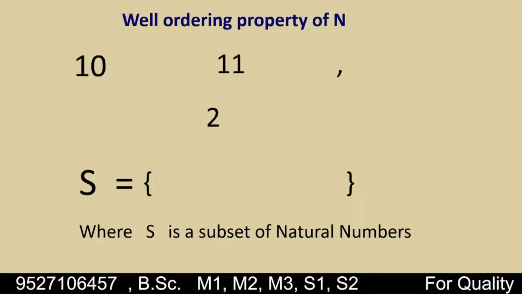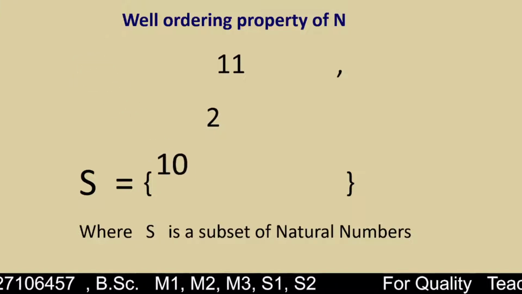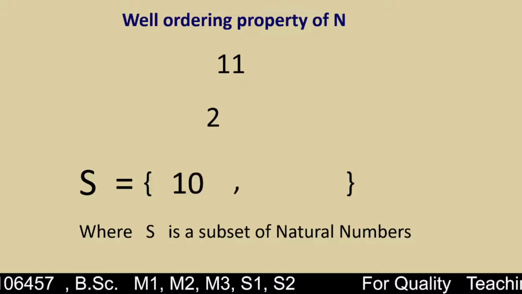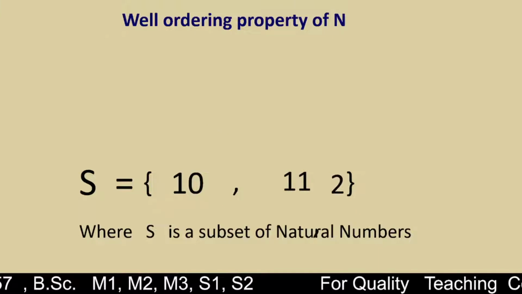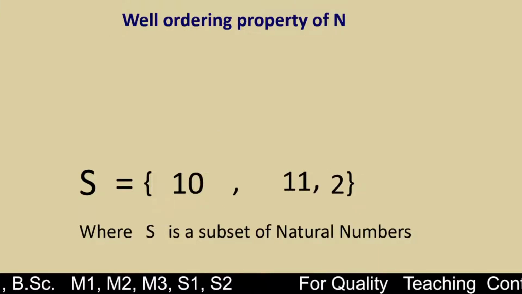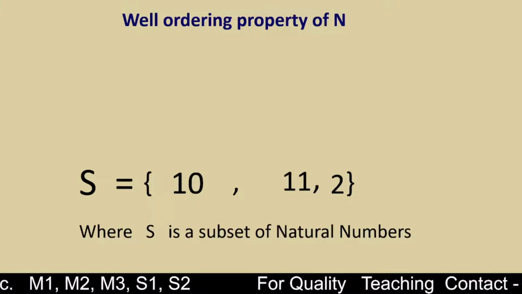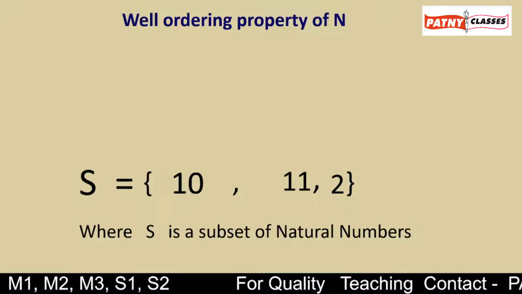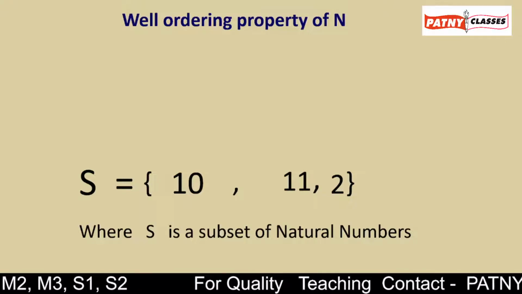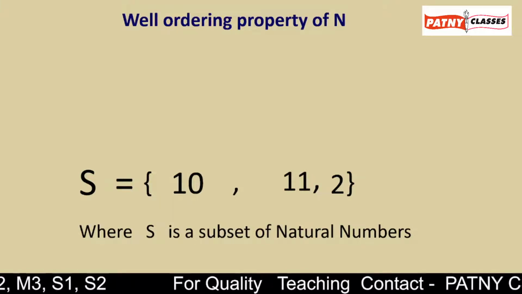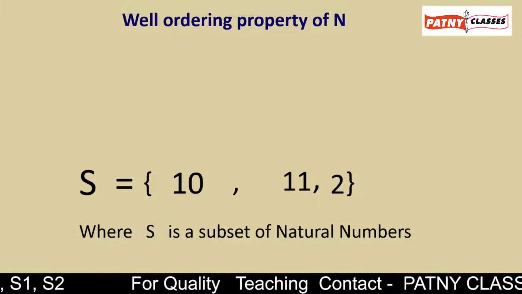Now let us introduce one more number 2 to this set. Now in this set there are three elements 10, 11 and 2, and we observe that earlier 10 was smaller, but now 2 is the least element. In the earlier set also a least element was there. In this set also the least element is 2.